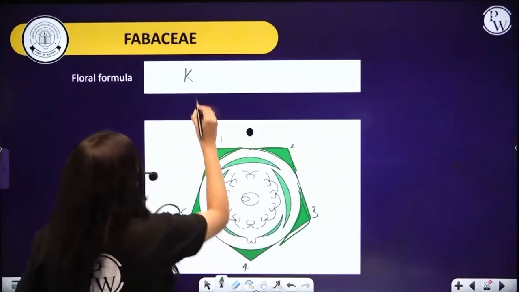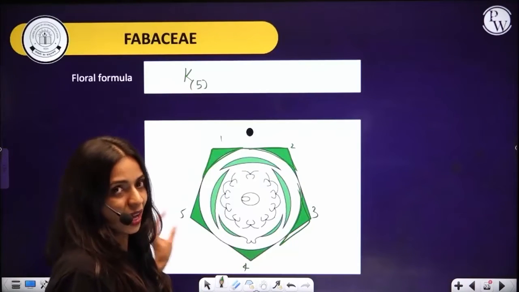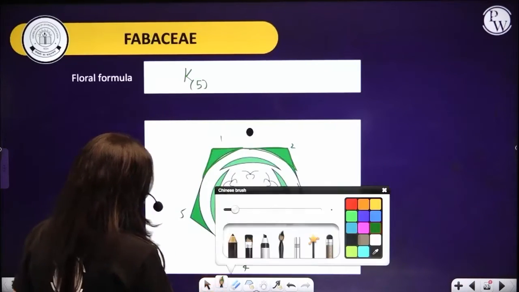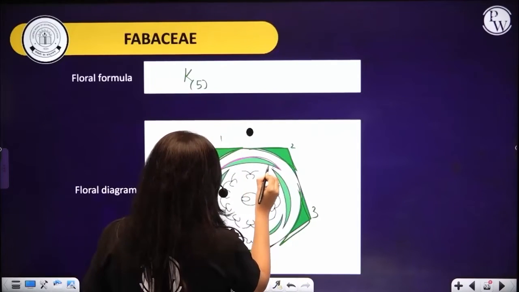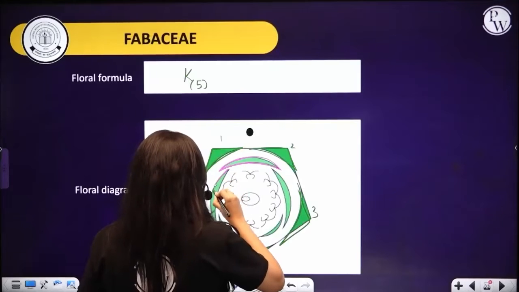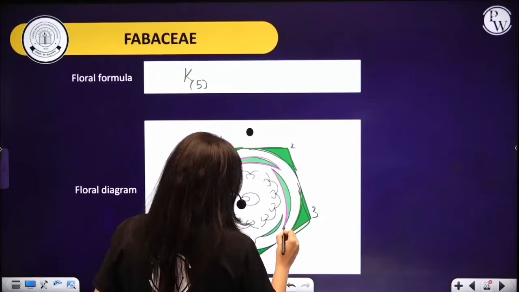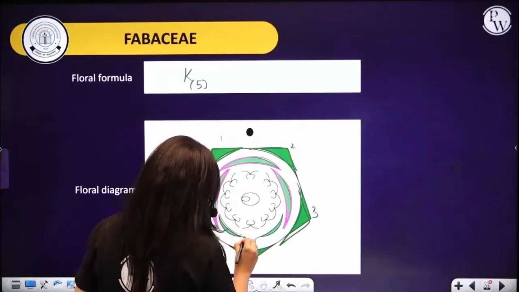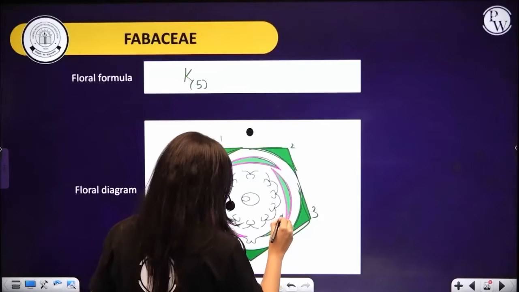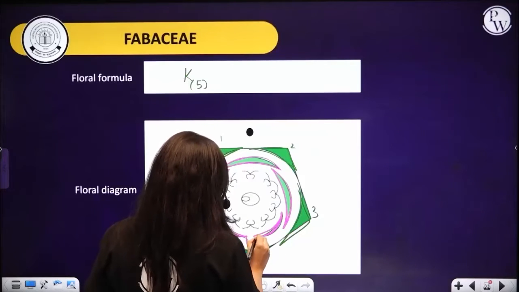You will write 5 as the subscript and enclose that within brackets, right? So that is the calyx. Inner to that, you have the corolla. There's one large vexillum or standard, 2 lateral wings or alae, 2 anterior ones, that is called the carina, which is fused.